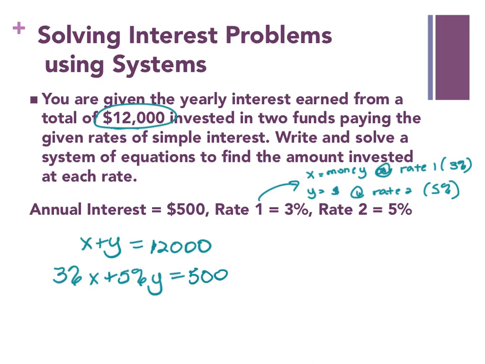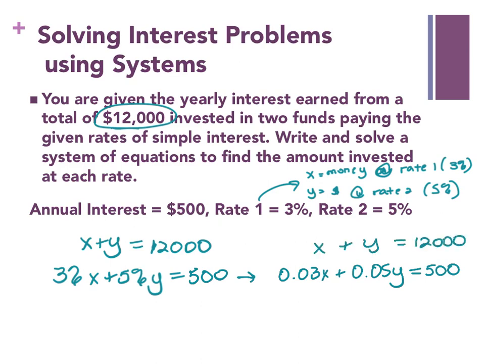Okay? Can you leave an equation in percent form? No. So what is the same thing as 3%? 0.03. And then 0.05 still equals 500. So X plus Y equals 12,000. So now here's my system. And I will tell you right now, this is the most common mistake people make. You have to go from percent to decimal.